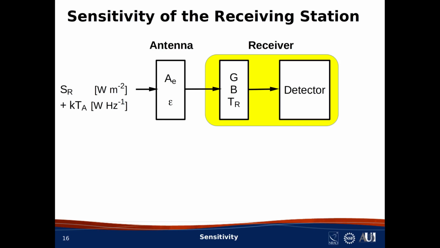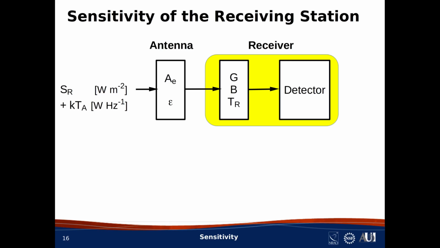Okay, on to the next topic. Now we want to consider the sensitivity of the complete receiving station, that is, antenna plus receiver. To do this, we'll keep the receiver model we previously developed, but we'll add a model for the antenna. As shown on this slide, the antenna is represented by its effective aperture, A sub e, and its efficiency, epsilon. Here, epsilon accounts for everything that causes the power delivered to the receiver to be less than what would be implied by A sub e.